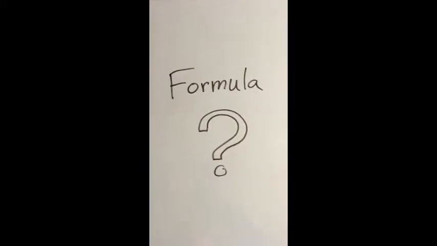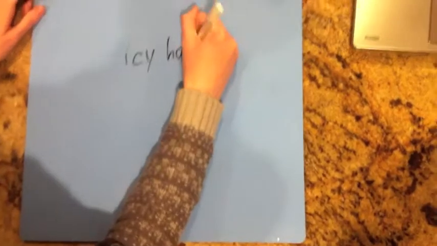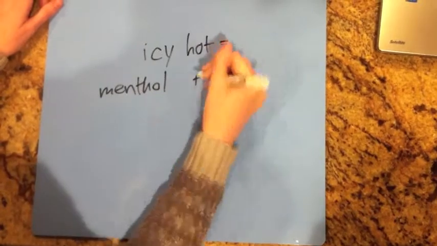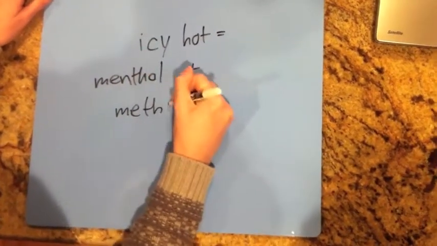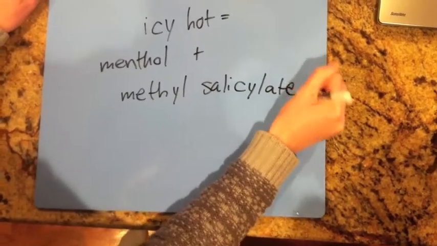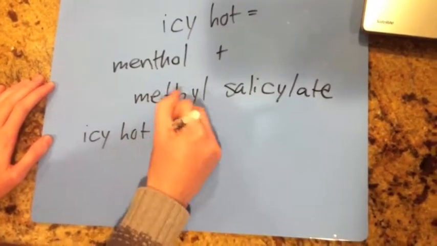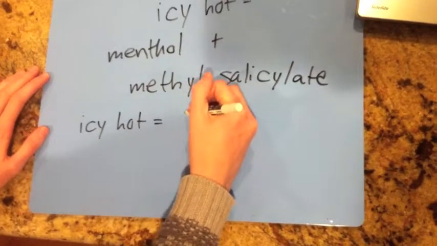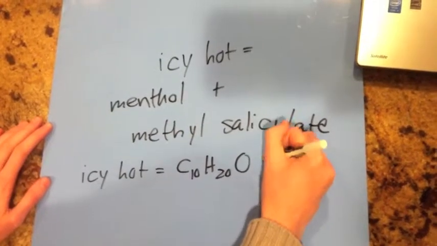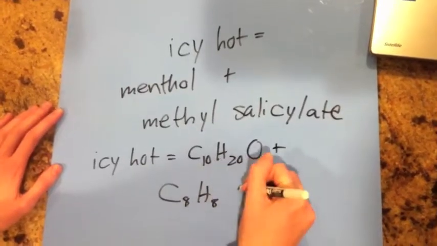What is Icy Hot's chemical formula? The main ingredients in Icy Hot are menthol and methyl salicylate. Menthol's chemical formula is C10H20O, and methyl salicylate's chemical formula is C8H8O3.